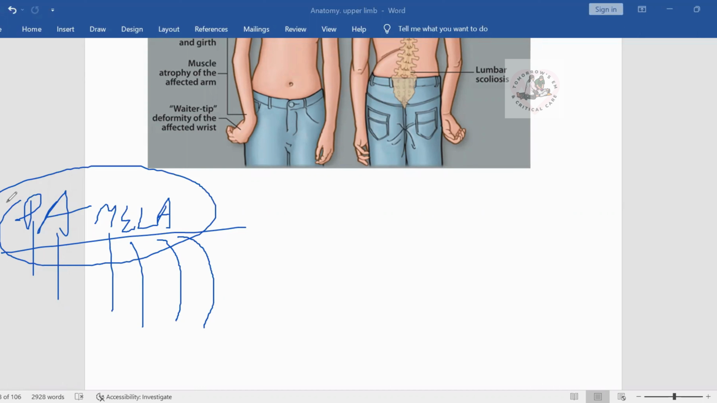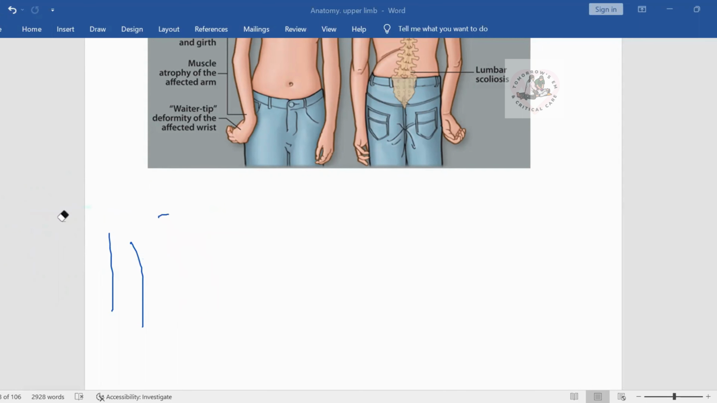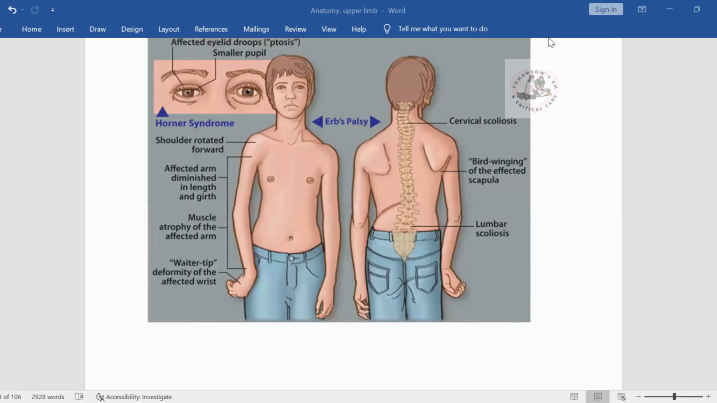Okay. So there is small pupil which is called meiosis. Loss of sweating from the affected side of the face is called anhydrosis, and the muscle around the eye shrinks, which is called enophthalmos. So we have to remember these things. In Horner's we remember ptosis, meiosis, anhydrosis, but we also have to remember the rest. That means we have to know all the features by Pamela, Pamela, Pamela.